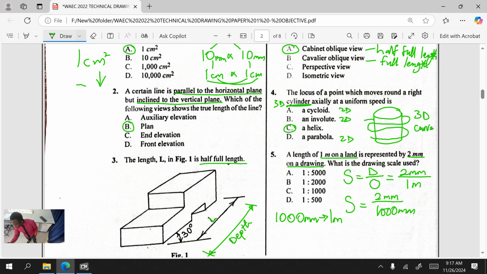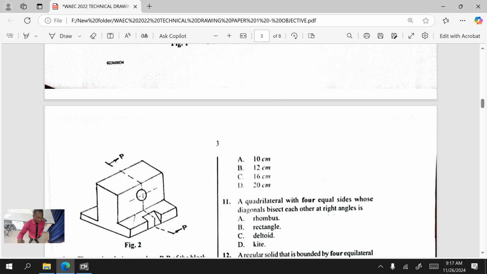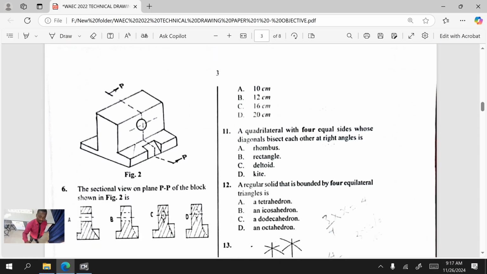So mathematics now. Millimeter will cancel out millimeter. Then 2 in 2, we have 1. 2 in 1,000, 500. So you can see what we are left with. Our scale will be 1 ratio 500. So the answer here will be D. Take your time. Whenever you are given a mathematical question in technical drawing, you take a little time to solve it.